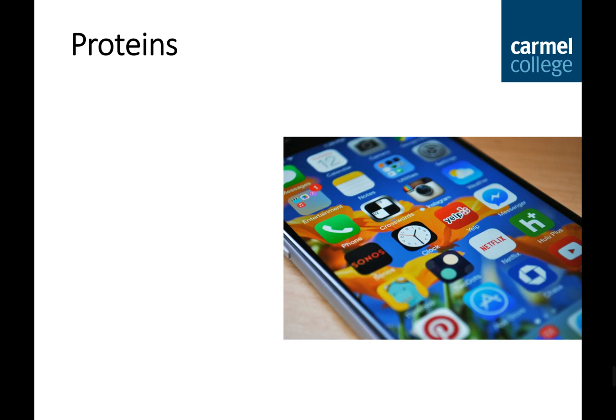Proteins are the most versatile of all biological molecules. You can see a phone screen on the right hand side of the screen. This phone screen shows the phone loaded with apps. As you know, there are millions of apps out there, and apps can perform a whole variety of different functions. There's literally an app for everything. It's the same with proteins. There is literally a protein that can perform any possible function you can think of in the human body.